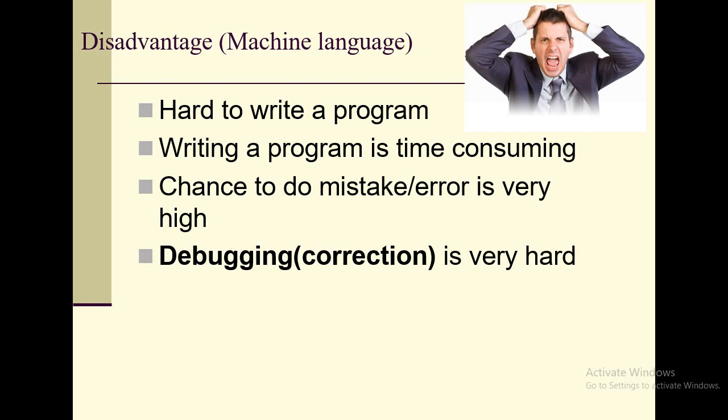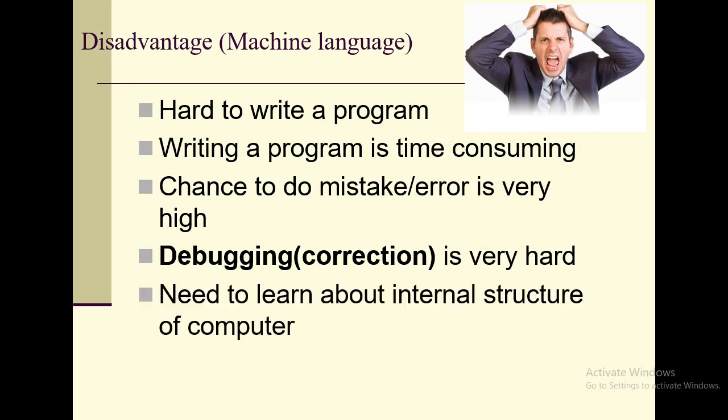Debugging, that means correction of a program, is very hard, because you are using only 0 and 1. You don't know where a 0 was submitted instead of 1. It's very hard. You need to learn about the internal structure of a computer, because it's a low-level programming language. It works with computer architecture, so you need to know about computer architecture.